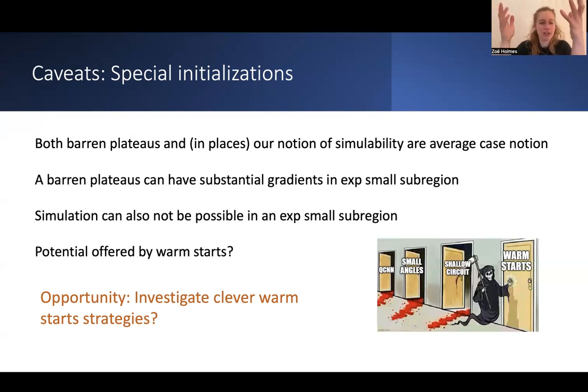But in most interesting cases, your solution is not going to lie there. Presumably, if it did, that's boring. It's going to be classically simulable. So then the question is, are you going to need to cross part of the barren landscape in order to get to your good solution? Or will you get lucky?